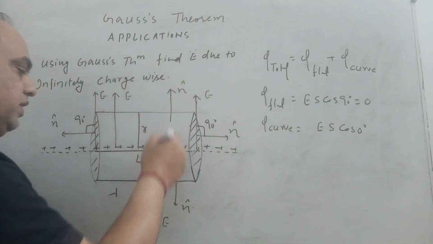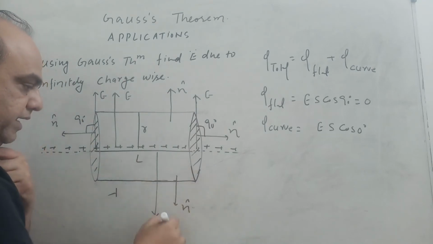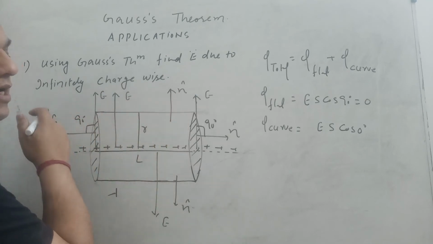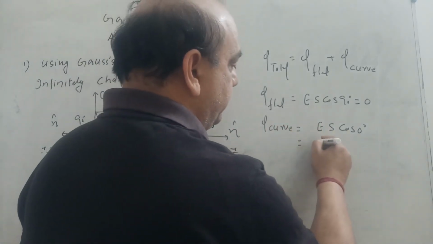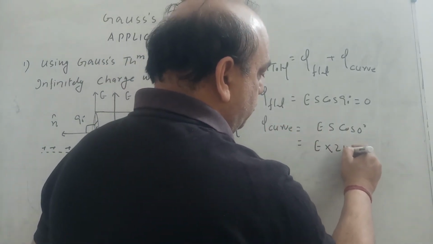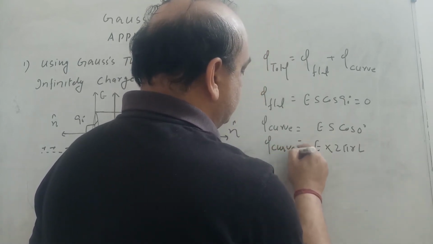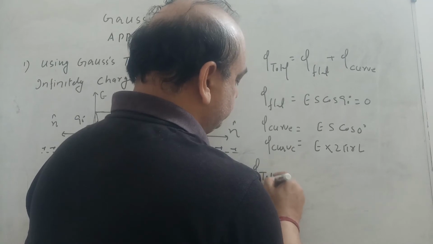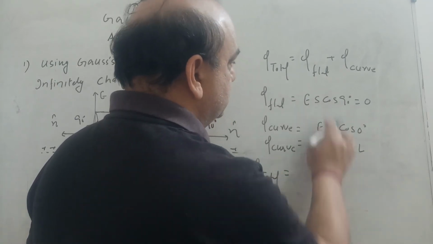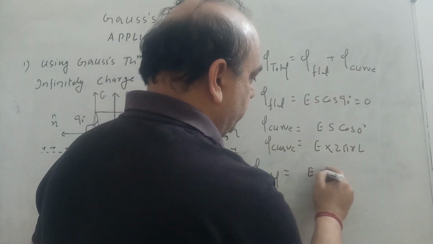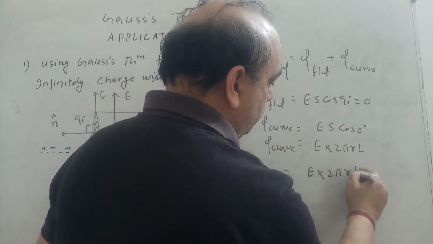See here, this electric field and area vector are in the same direction. On the other side also they are in the same direction. Angle is 0 degrees. Curved surface has area 2 pi R L. So this is the flux through the curved surface. So total flux is, this I put here, and flux flat is 0. So total flux is E into 2 pi R L.